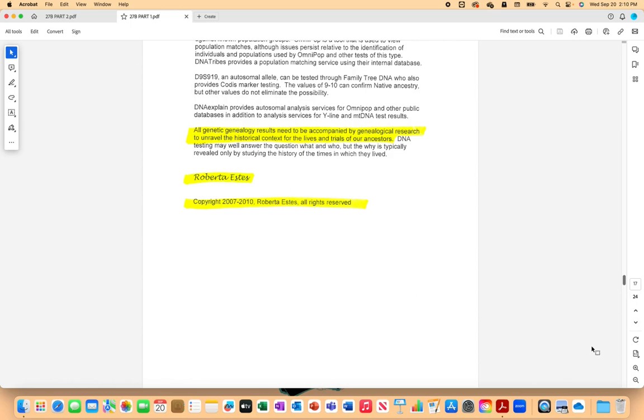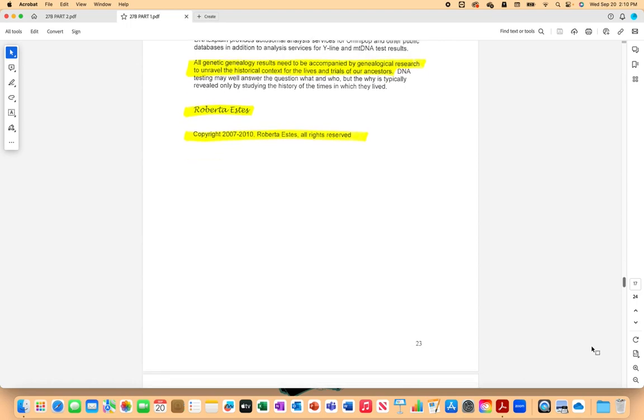All genetic genealogy results need to be accompanied by genealogical research to unravel the historical context for the lives and trials of our ancestors. Roberta Estes, copyright 2007 to 2010, all rights reserved.